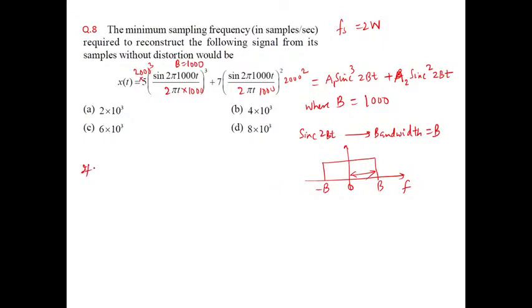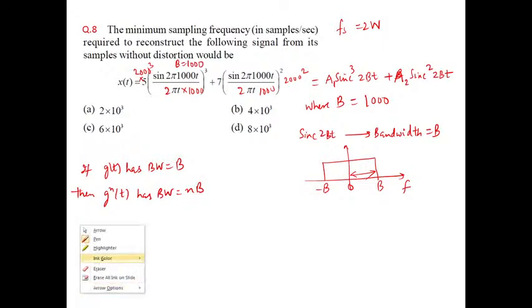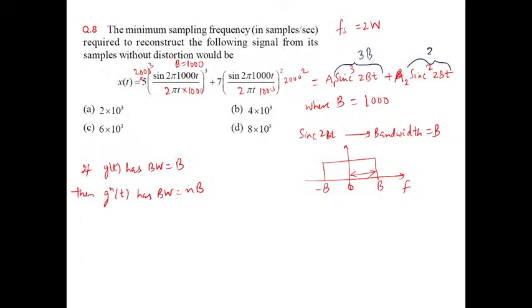Now, if a function g(t) has bandwidth equal to b, then g raised to power n of t has bandwidth equal to n into b. So this means that this function sinc 2bt will be having a bandwidth of 3b, and sinc squared 2bt will have a bandwidth of 2b. So what will be the bandwidth of the signal x(t)?